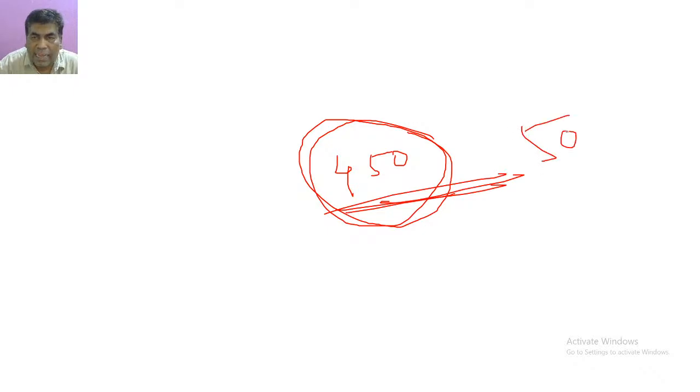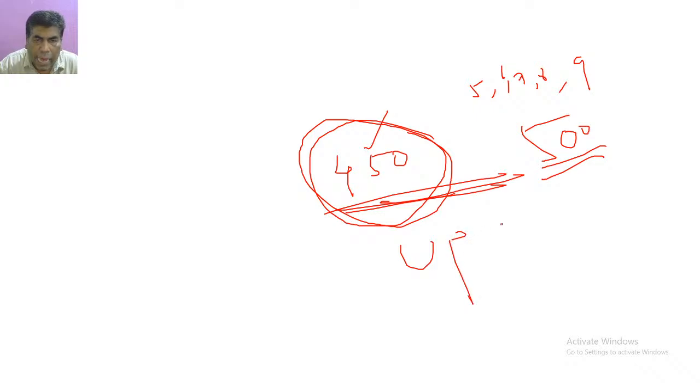500 is the correct answer. Why? Because in the tens place, we have 5. If we have 5, 6, 7, 8, or 9 in the tens place, we have to round it up. So 500 is the right answer.